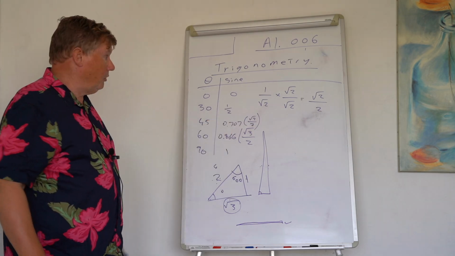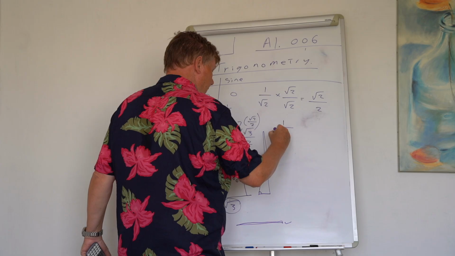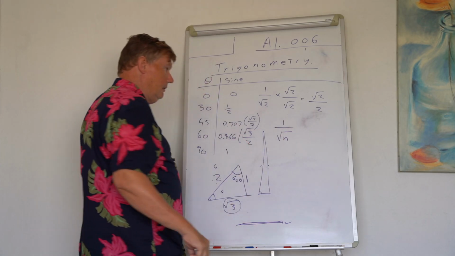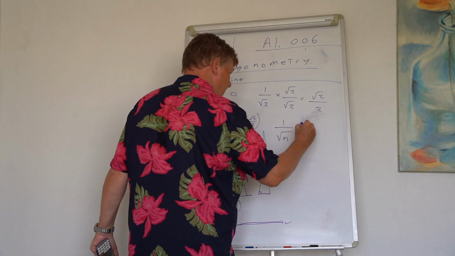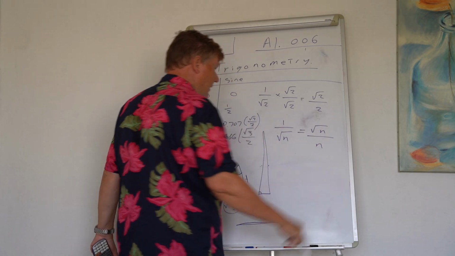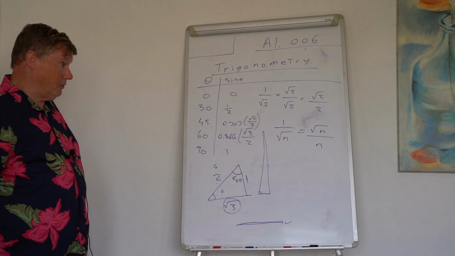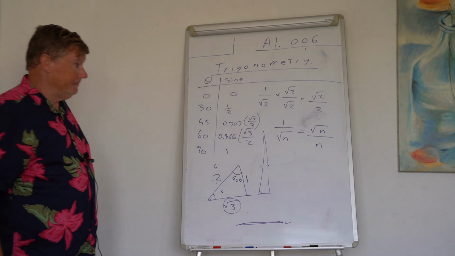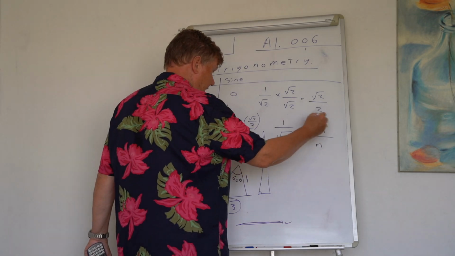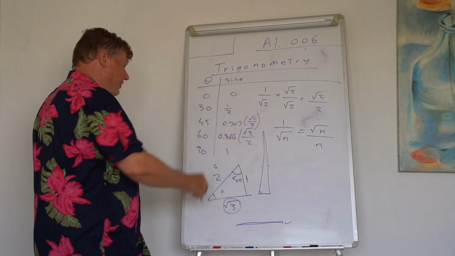And there's a general rule which you should always know. 1 over the square root of any number is the same as the square root of that number over the number. You should learn that. 1 over root n is equal to root n over n. And that's the form teachers like to see it in, because that's forbidden in maths. Okay, so that's the sine.